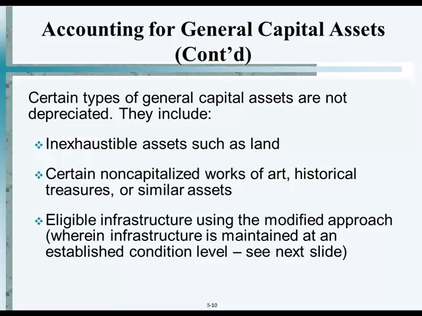But there are examples of things like that. In terms of mining interest, if you had federal land, for instance, which was opened up for mining, depletion would be one way where you are lessening the value of the land. And then certain non-capitalized works of art, historical treasures, or similar assets.